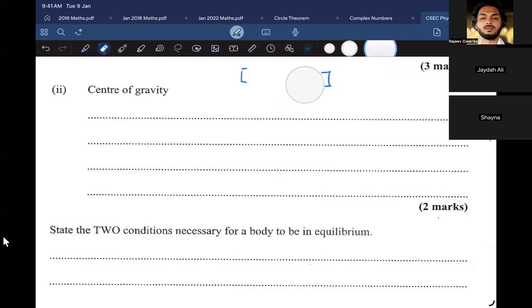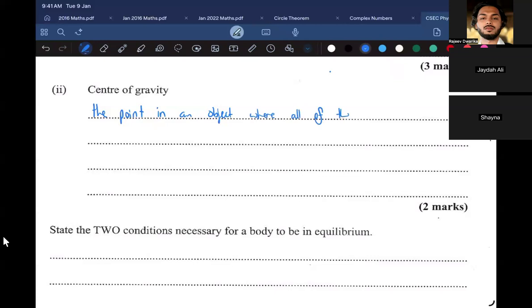So, long story short, the center of gravity is the point at which all the weight of an object acts. That's the center of gravity, right? The point in an object where all of its weight acts. Right. Does everybody understand that?